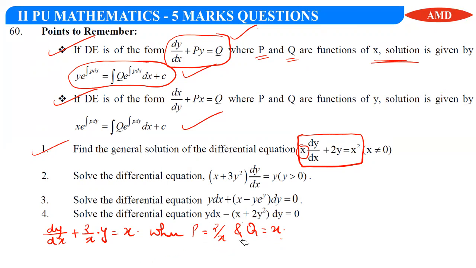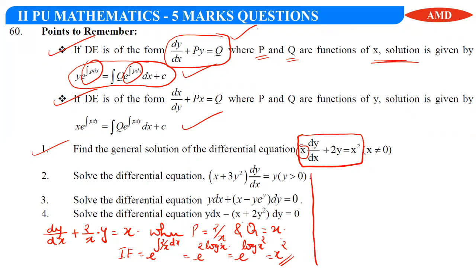Once we have found out what p and q are, we'll have to find the integrating factor. The integrating factor is e to the power integral of p dx. So e to the power integral of 2 by x with respect to x is going to be e to the power 2 times the integral of 1 by x, which is log x. That can be written as e to the power log x squared. E and log are inverse of each other, they get cancelled, and you have x squared.